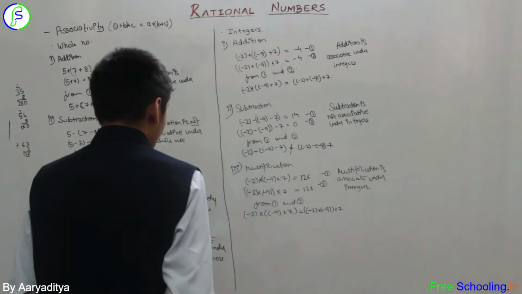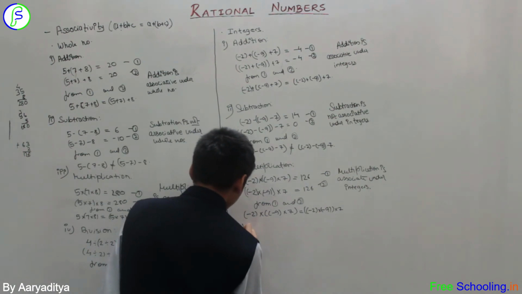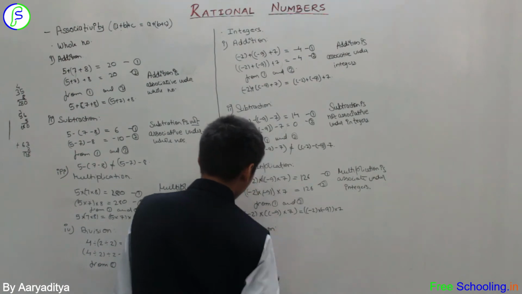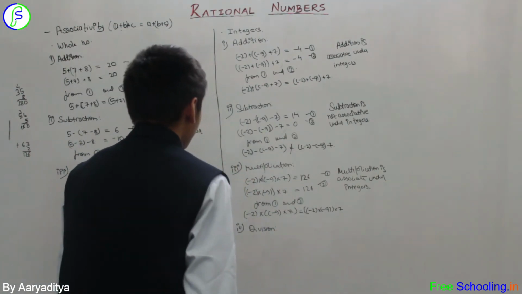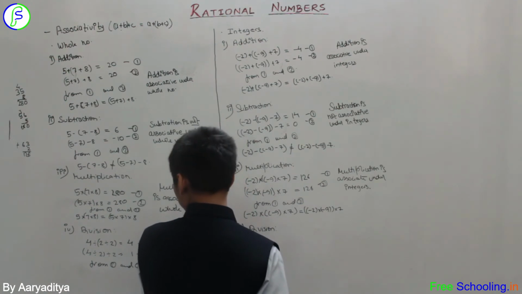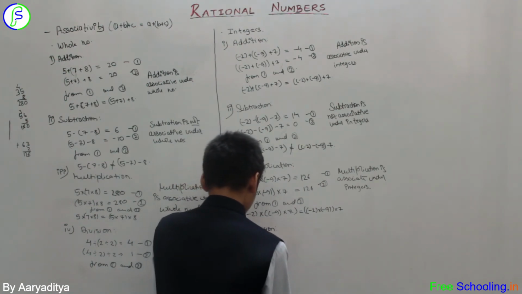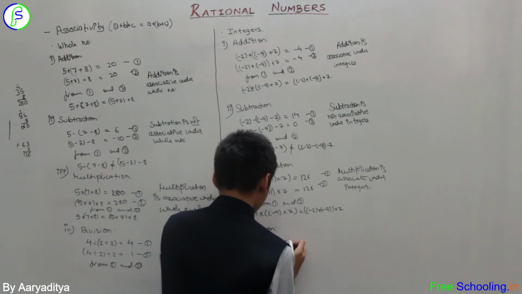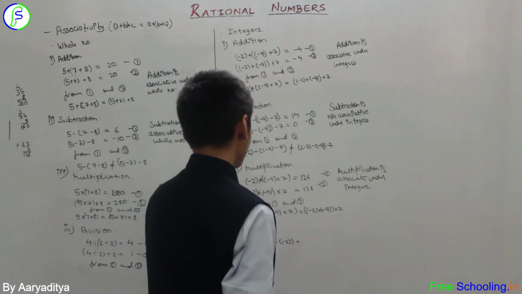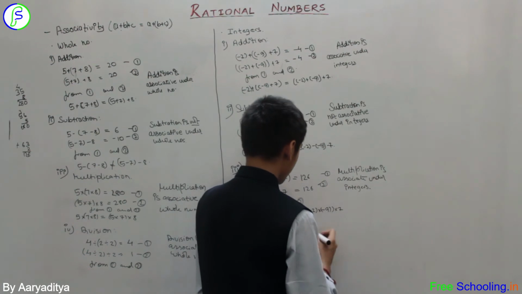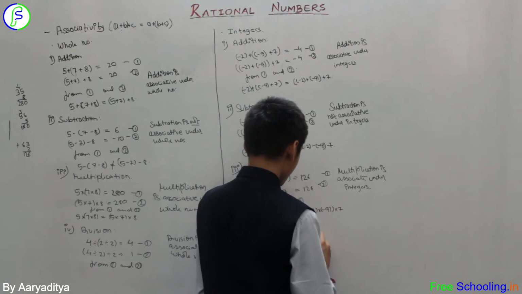Now we will be doing the fourth, that is division. Okay, so let us again take a different one. Let me take this only: 4 divided by 2 divided by minus 2. First we will be solving this one. We get 2 divided by minus 2 is minus 1, and 4 divided by minus 1 is minus 4.